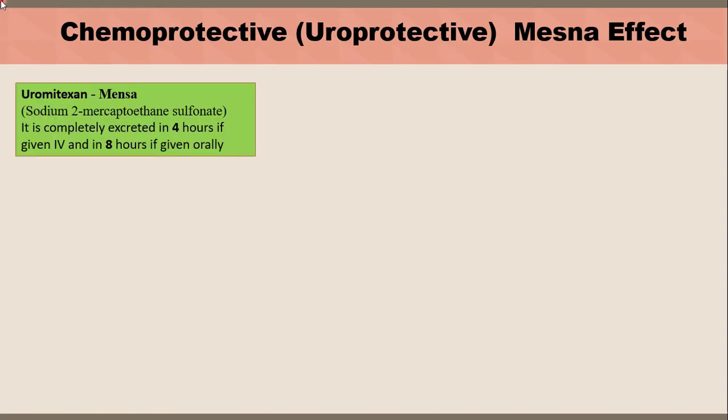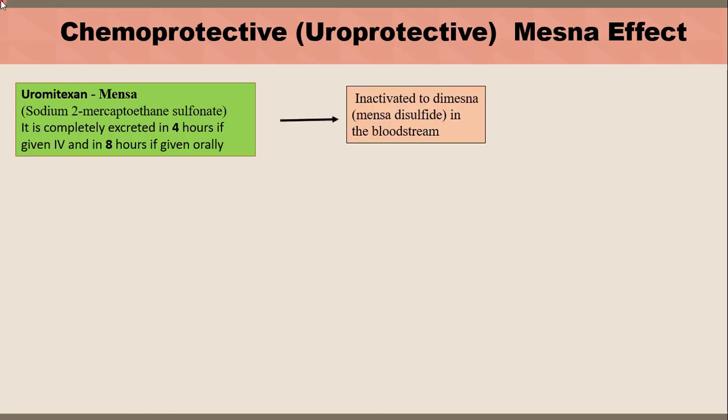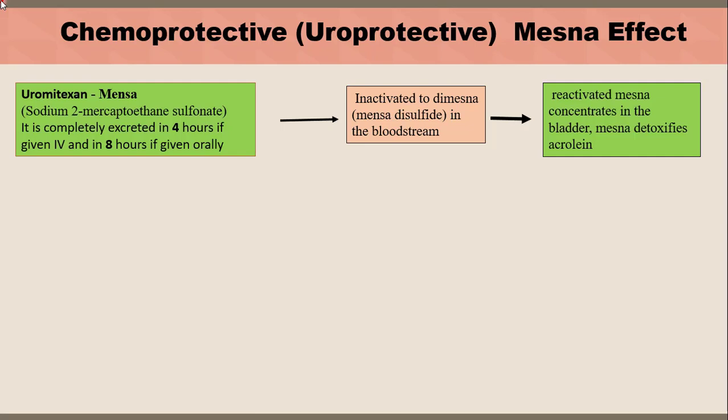Uromitexan, or mesna, also called sodium 2-mercaptoethane sulfonate, is completely excreted in 4 hours if given intravenously and in 8 hours if given orally. Mesna is inactivated to dimesna, mesna disulfide, in the bloodstream. Afterward, reactivated mesna concentrates in the bladder. Mesna easily detoxifies acrolein, the toxic metabolite of cyclophosphamide and ifosfamide.